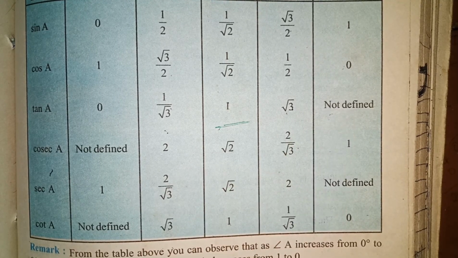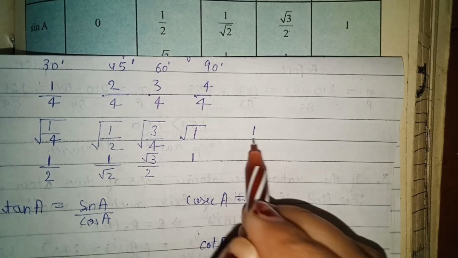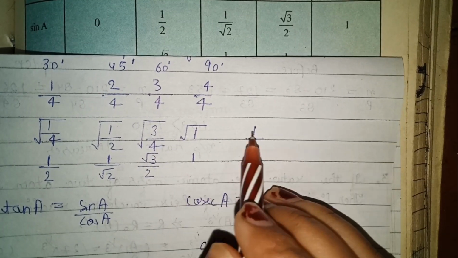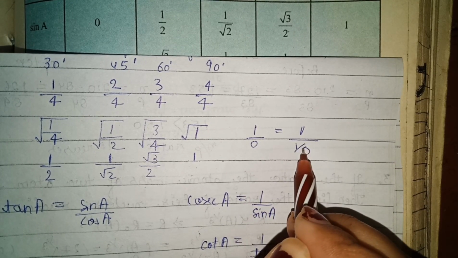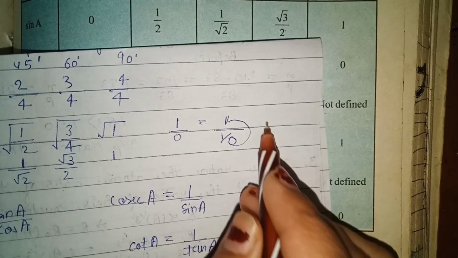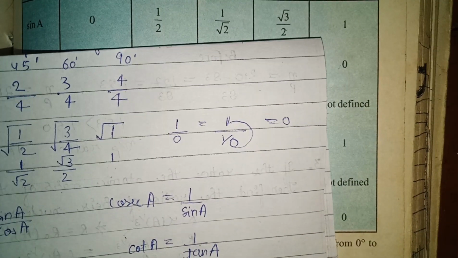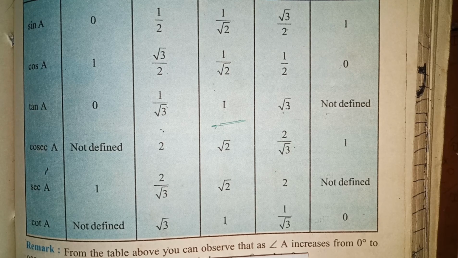On doing the reciprocal of not defined, I would like to show you that not defined can be written as 1 by 0. On doing its reciprocal, we will get 1 upon 1 by 0. Now the 0 will come upside and it will become 0. So the reciprocal of not defined is equal to 0. So in this way you can easily learn the entire table just by few basic steps and few basic formulas.